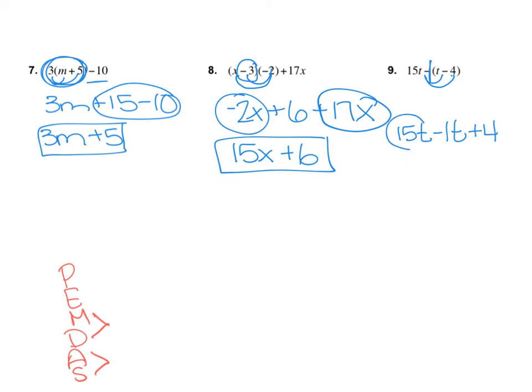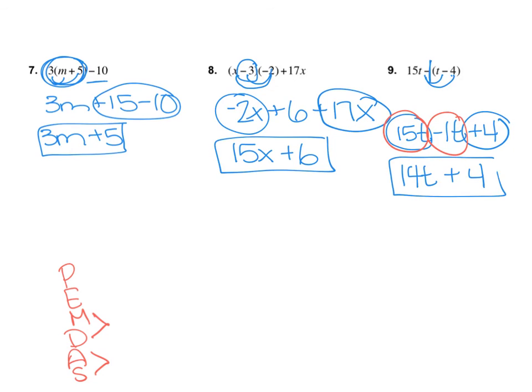And so now I'm going to simplify. I'm just going to change colors here. So I have 15t minus 1t is what I need to do first. So 15 minus 1 is 14t, and I have nothing to combine with my 4, so I'm just going to leave that as 14t plus 4.